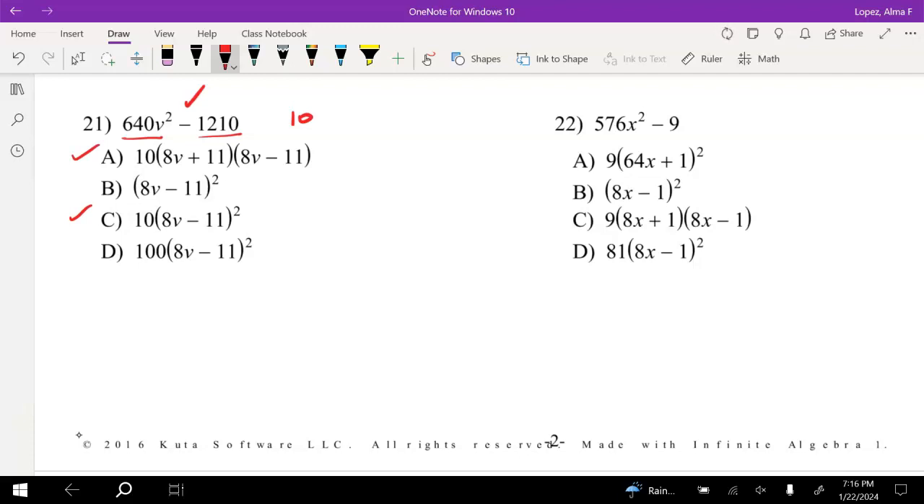And use your calculator if you need to. When I factor a 10 out of this first piece, it's going to leave behind a 64v squared. When I factor a 10 out of this last term, it's going to leave behind the number 121. Is that a difference of perfect squares? Here's the difference. This is a base of 8v. This is a base of 11. So it's going to factor into 10 and then 2 parentheses. The 8v goes in the first positions. The 11 goes in the second positions with a plus and a minus between them. So it is letter A again.